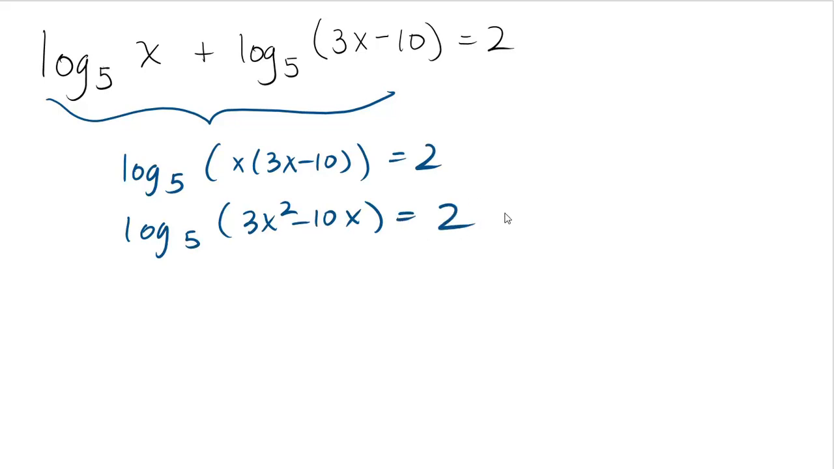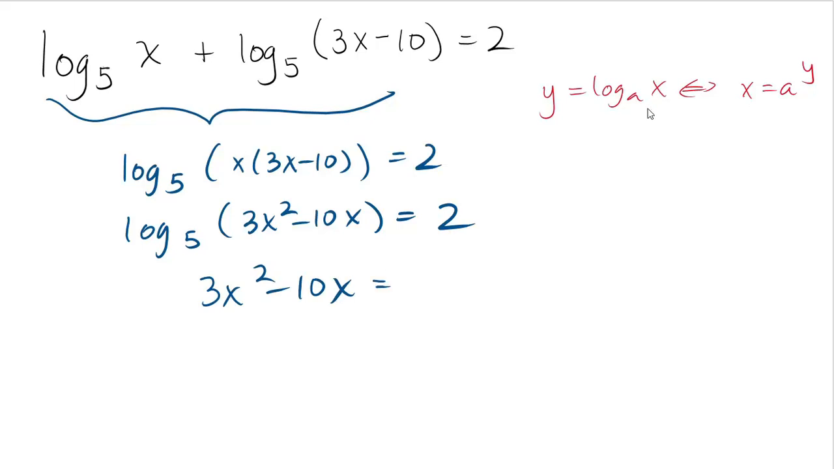Instead of trying to rewrite the right side as a logarithm, which is an option, I prefer to just use our translator. Recall that y equals log base a of x if and only if x equals a to the y power. So let's rewrite this in exponential form. The input to the logarithm goes by itself on one side, so the 3x squared minus 10x is going to appear by itself. On the other side, the base of the logarithm becomes the base of the exponential expression, and the output of the logarithm becomes the exponent.